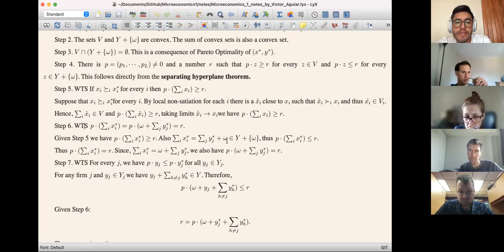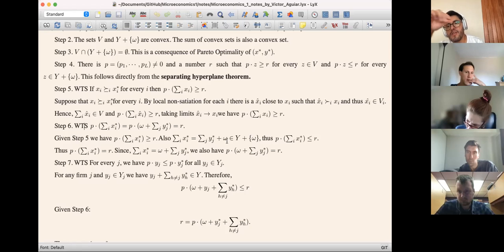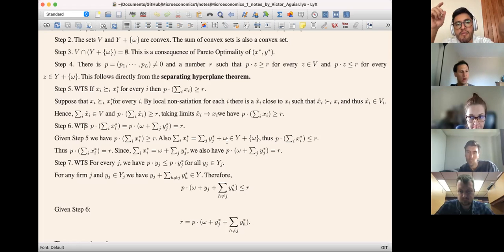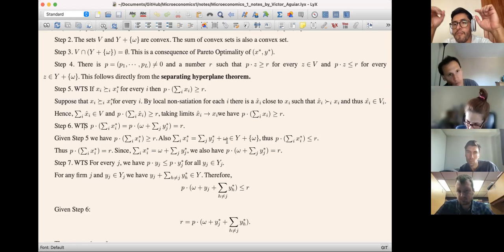Now, since the summation of the xi star is equal to the omega plus the summation of the yj's, we also have that p multiplied by the summation of omega plus the summation of yj is equal to R. Okay, so this is just telling me that the Pareto allocations live just where the hyperplane separates the two sets, right? One of them is open, so a little bit of step 5 is to take the closure if you want. That's why we take limits, right? And the other is closed, right? So now we're just finding exactly where R passes.